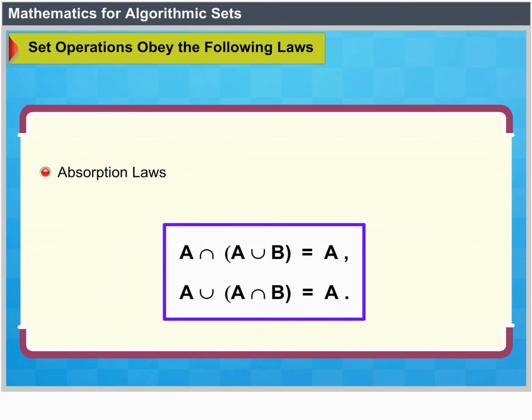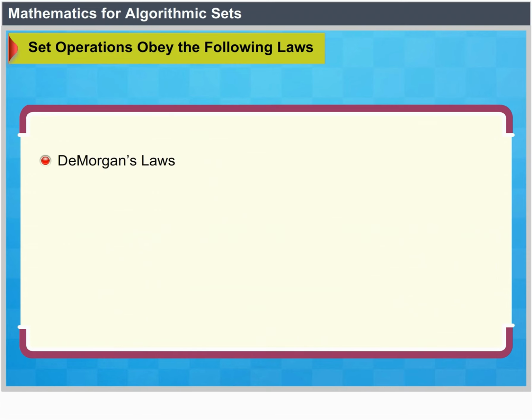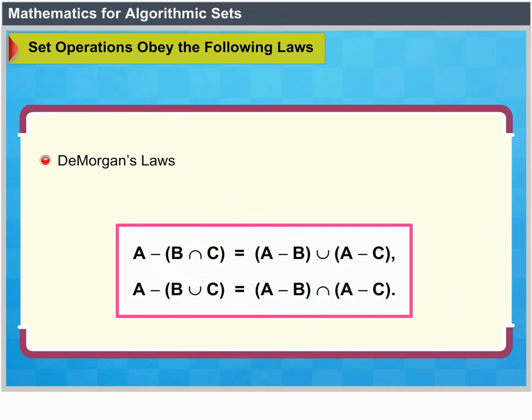De Morgan's laws. A minus B intersection C is equal to A minus B union A minus C. A minus B union C is equal to A minus B intersection A minus C.